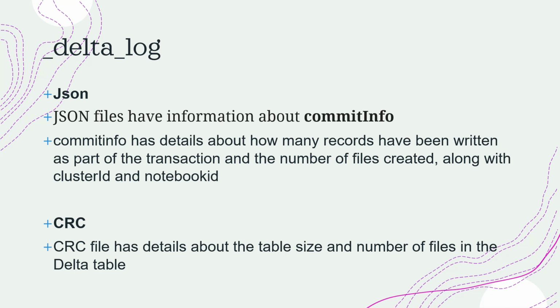It gives the number of records, and this is based on transaction because we are talking about ACID transactions. For every transaction, we have a JSON and a CRC. The JSON tells me how many records were written as part of that particular transaction and how many files got created. Similarly, there is a CRC file which gives us details about the size of the entire delta table and the number of files in that delta table. So these two, CRC and JSON, are very important because they tell us the entire information about a particular transaction and maintain the transactions.